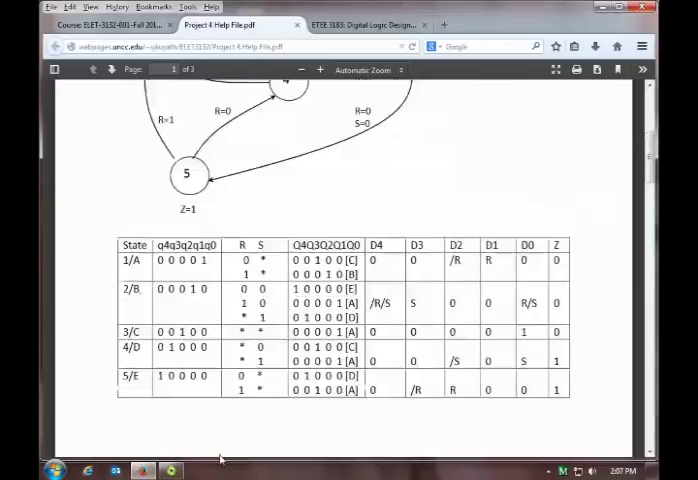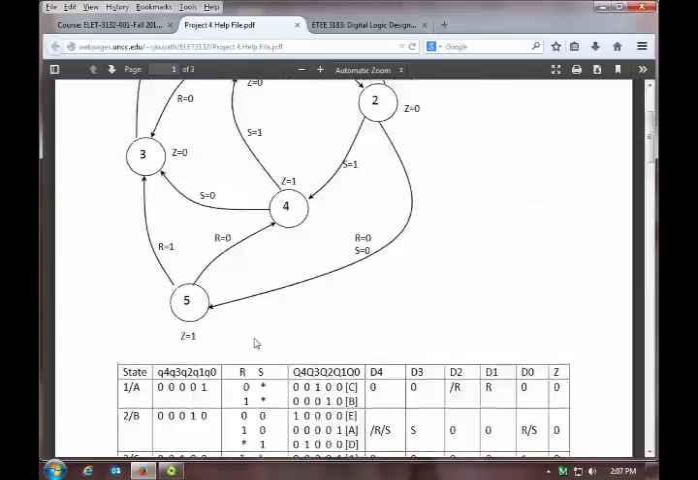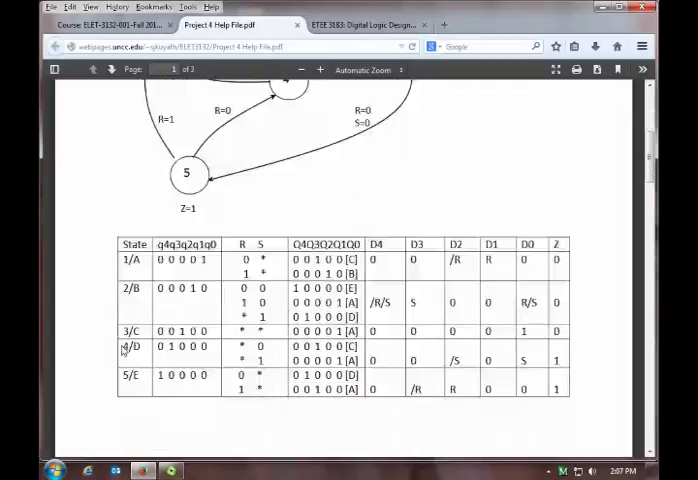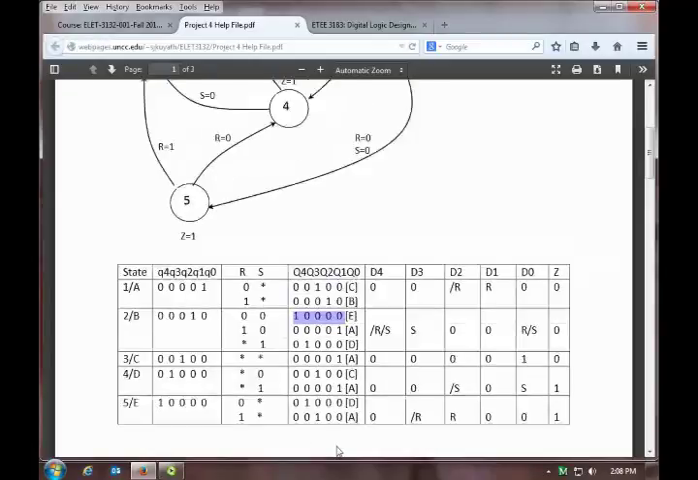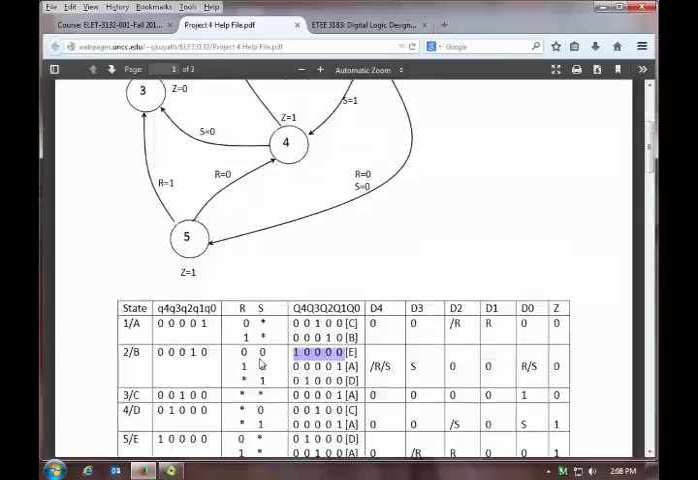It shows how to use inputs, like going from state 2 to state 5, R is equal to 0 and S is equal to 0. So when I've got state 2 or state B, and I got both R and S equal to 0, I go here, which is really state 5 or state E, whichever you want to call it. Okay, so you see how those are associated?